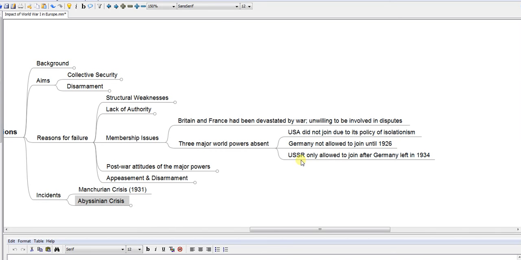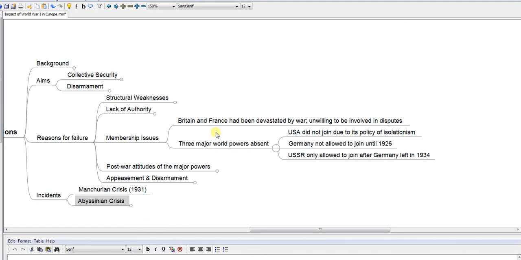And the USSR, because of their communist influences, were not allowed to join until the early 1930s, so quite a long time after that. So Germany, USA, USSR, all these had relatively strong militaries later on. They had manpower, economic power, and military power as well.